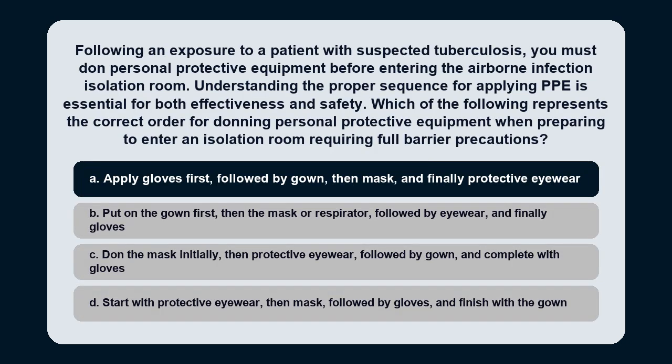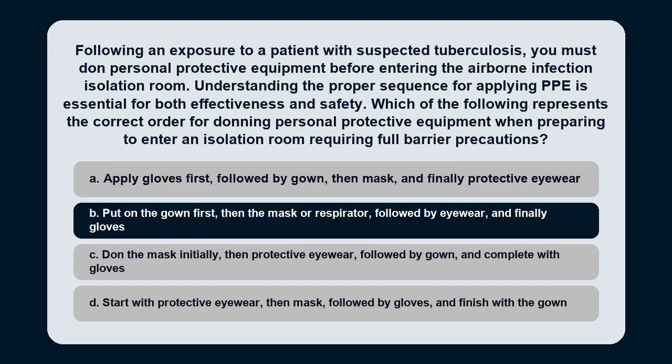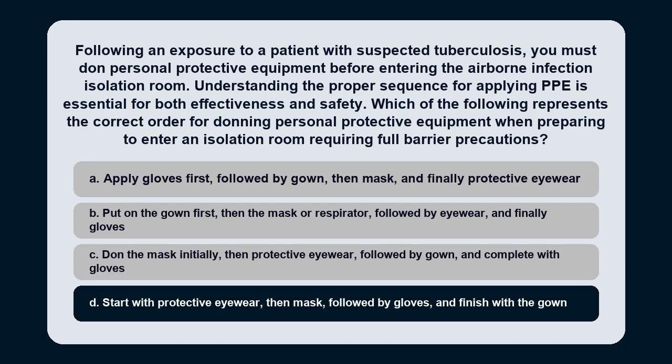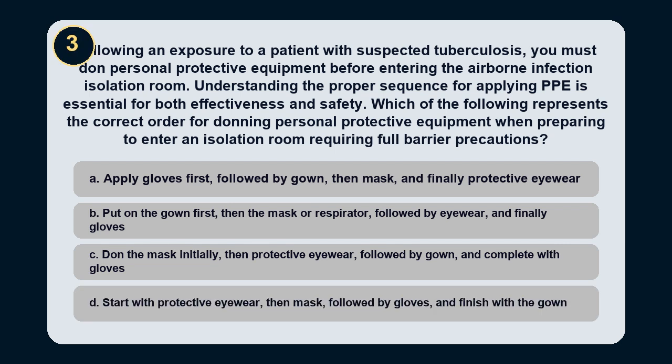Option A. Apply gloves first, followed by gown, then mask, and finally protective eyewear. Option B. Put on the gown first, then the mask or respirator, followed by eyewear, and finally gloves. Option C. Don the mask initially, then protective eyewear, followed by gown, and complete with gloves. Option D. Start with protective eyewear, then mask, followed by gloves, and finish with the gown.